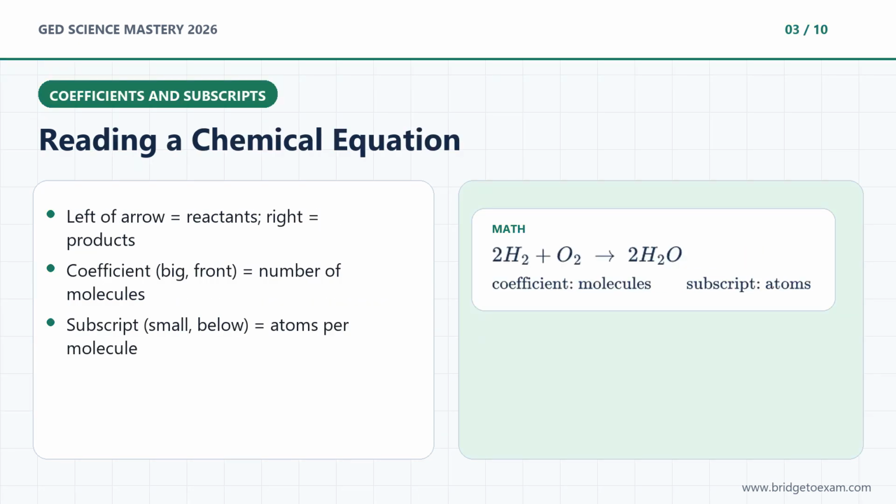Let's learn to read a chemical equation using the classic making of water. 2H2 plus O2 arrow 2H2O. The substances on the left of the arrow are the reactants. The substances on the right are the products. Two kinds of numbers matter. The big number in front, the coefficient, tells you how many molecules there are. The small number below, the subscript, tells you how many atoms are inside one molecule. So in 2H2, the 2 in front means 2 molecules, and the little 2 means each has 2 hydrogen atoms.